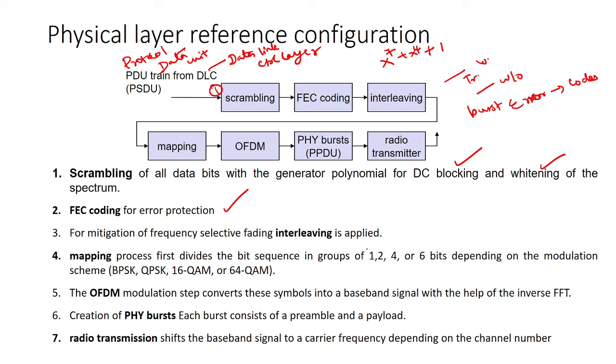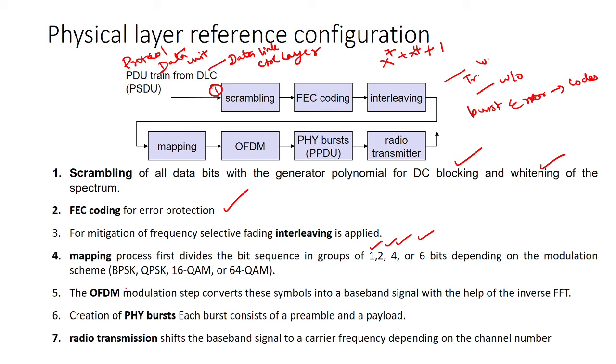The mapping process has group 1, group 2, group 4 and group 6, depending on the modulation scheme. Group 1 uses the BPSK scheme, group 2 uses the QPSK scheme, group 4 uses 16 quadrature amplitude modulation, and for 6 bits, group 6 uses 64 quadrature amplitude modulation. After this, the bit sequence is passed through the OFDM.